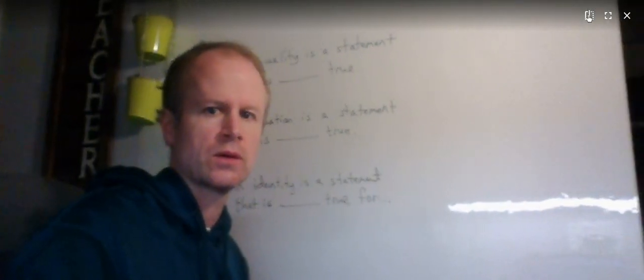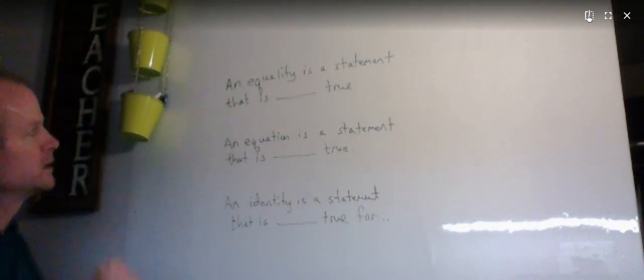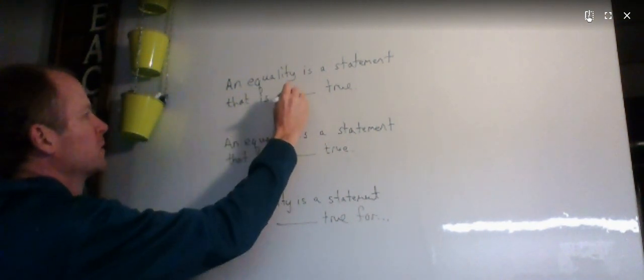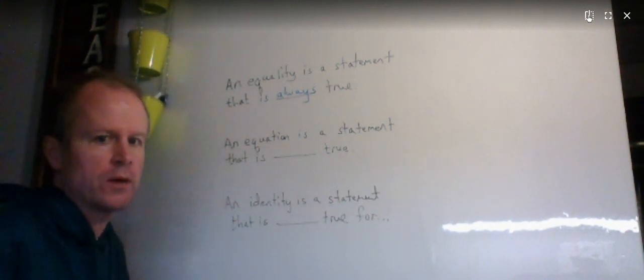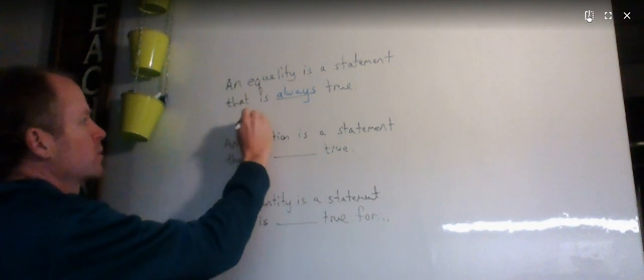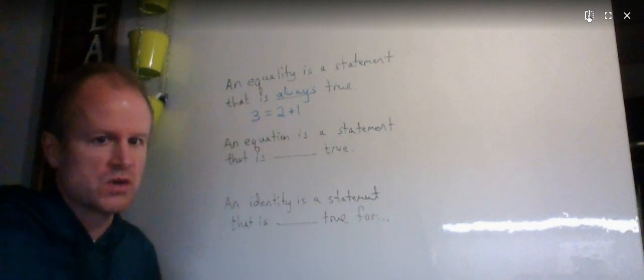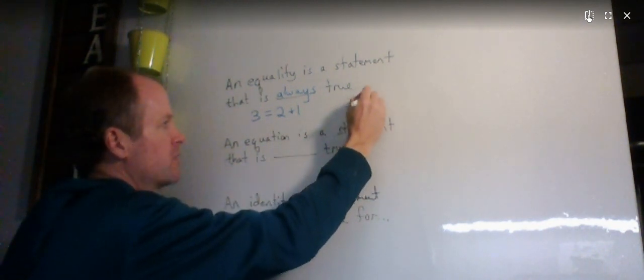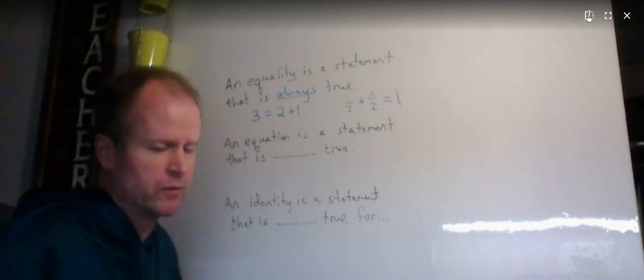There are some definitions that we need to make sure that we understand. It says an equality is a statement that is, we're going to say, always true. An example of an equality would be something like 3 equals 2 plus 1. It's always true. There's no arguing about that. Or a half plus a half has to equal 1. It's always true. That's an example of an equality.